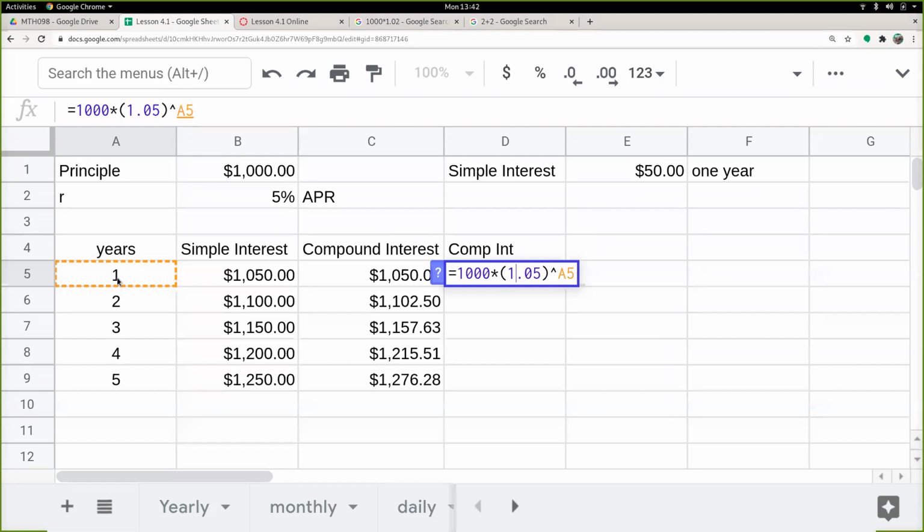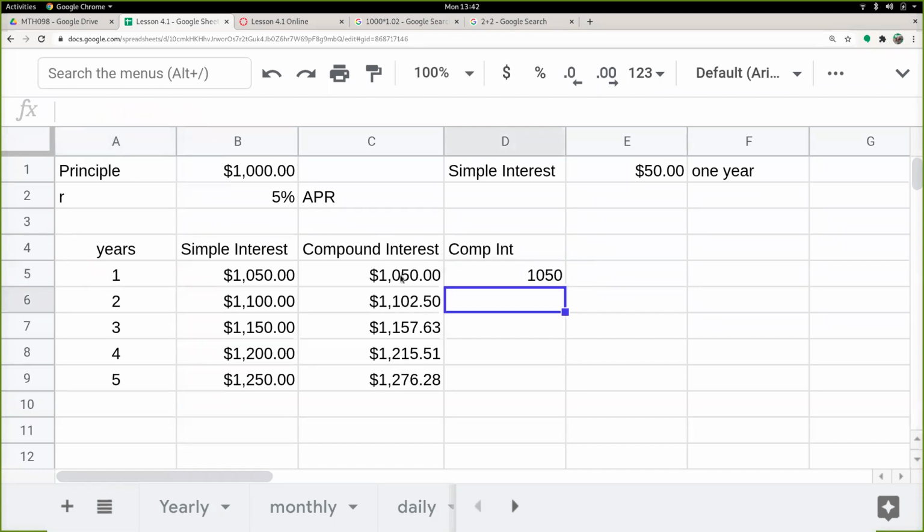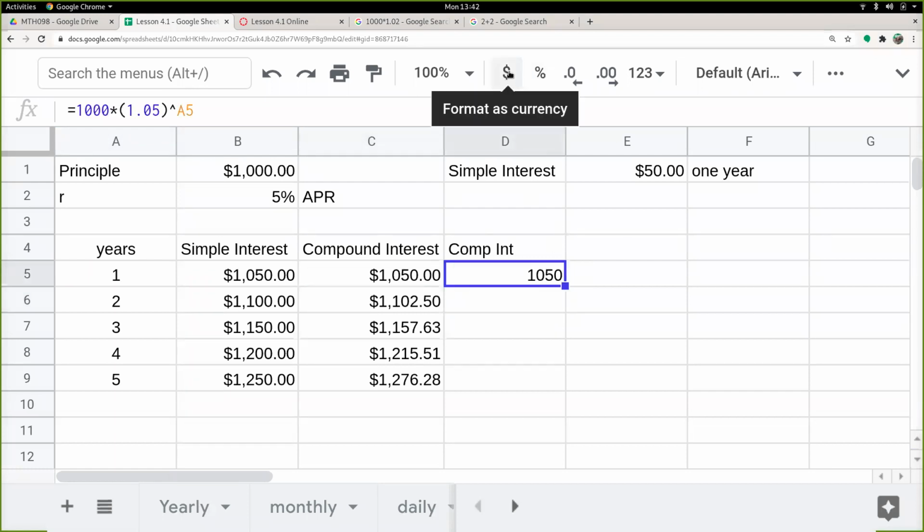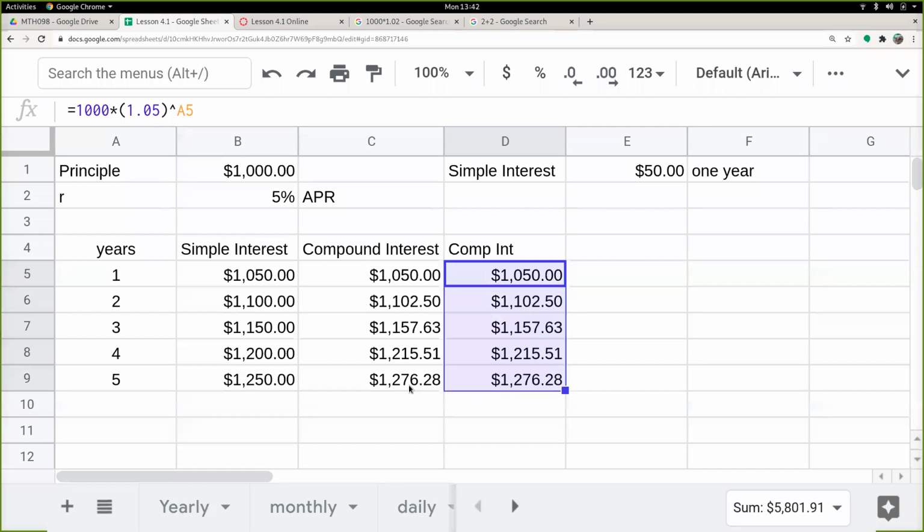And when I set it up this way, with the number of years being a variable coming from that column over there, I can fill this formula down. So I'm going to hit enter. It's going to give me that number right there. I can say, hey, make it dollars so it's pretty. There's a little button up here to format as currency. And since I typed a formula there, if I did it right, I should just be able to fill it down. And then it should give me all the right values there.